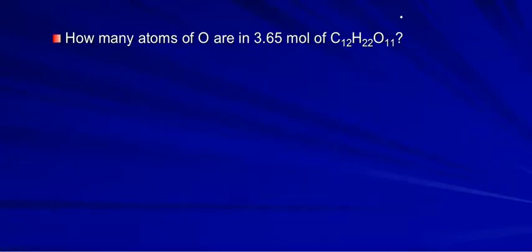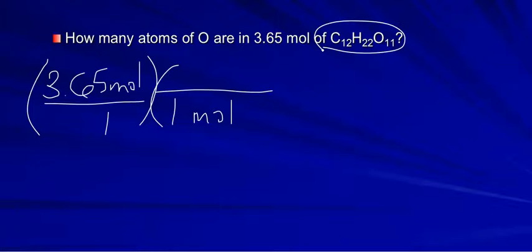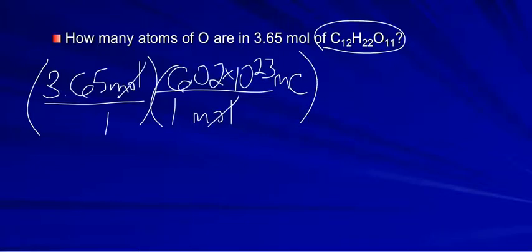One more example along those lines. How many atoms of oxygen are in 3.65 moles of this compound? So we're going to go from moles back to the representative particle, which again is a molecule because this is a compound composed entirely of nonmetals. So moles to molecules.